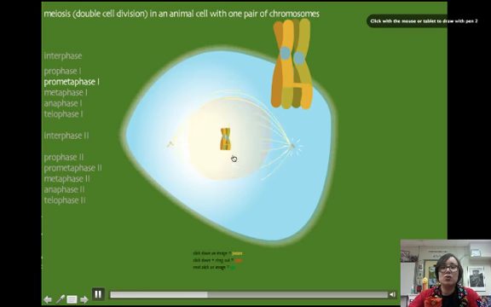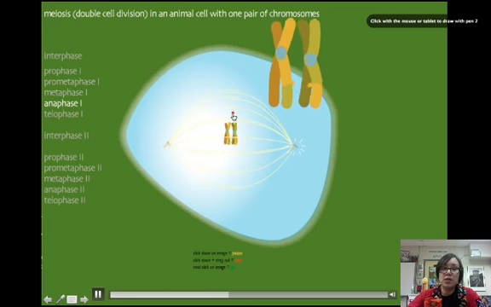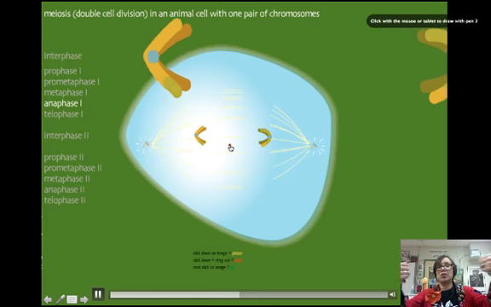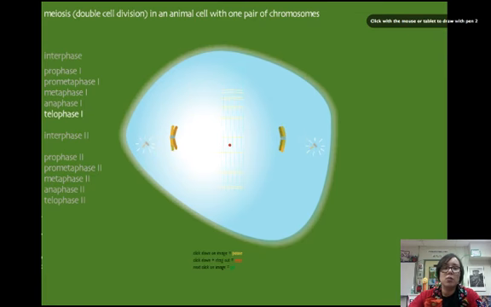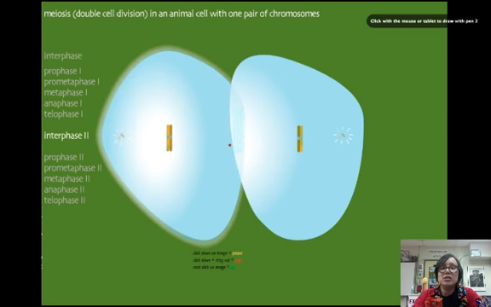Once crossing over takes place, metaphase 1 is going to happen, where they're going to line up at the equator. And now in anaphase 1, they're going to be pulled apart. In telophase 1, we're going to reform our nuclear envelope and keep them separated. And then finally, cytokinesis is going to happen. So we now have 2 new cells that are haploid, and they are genetically unique.